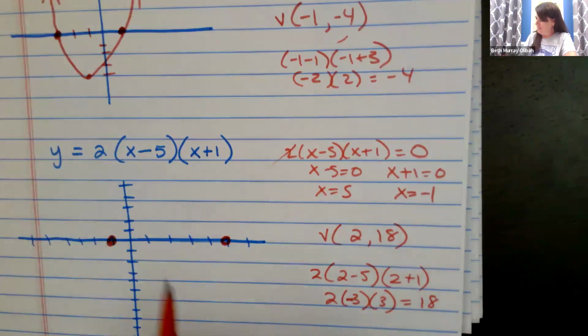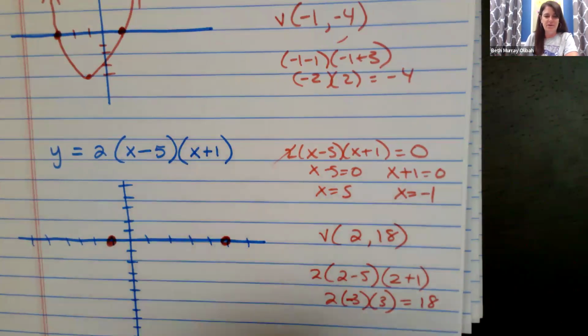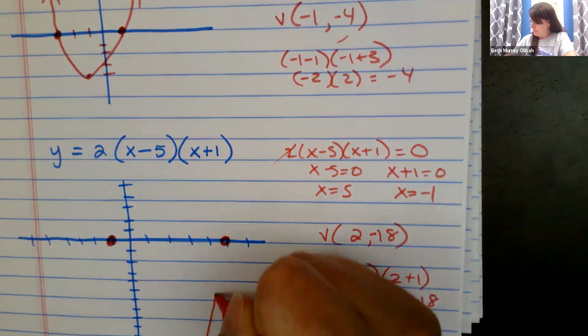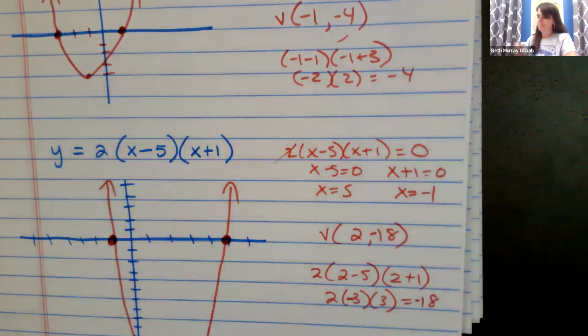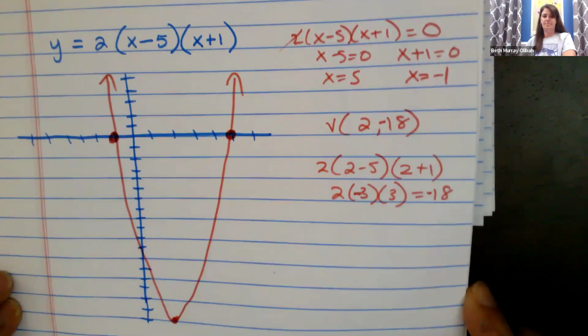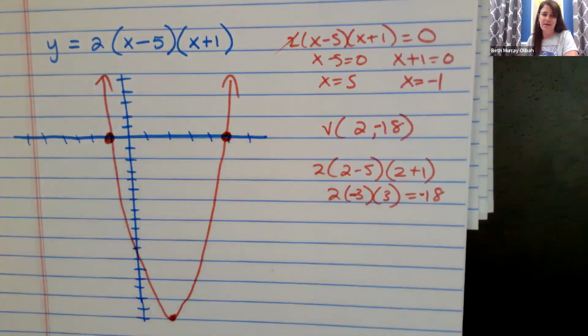So I knew something was wrong because 18 would be up here, and then that would make it opening down. I missed a negative, so it should be 2, -18, which makes more sense because I knew it should open up. So 2 intercepts and the vertex, and you can draw the parabola.